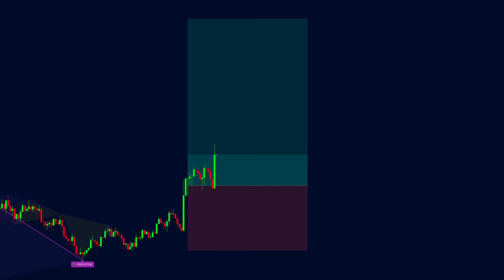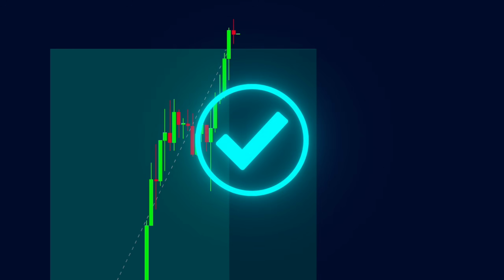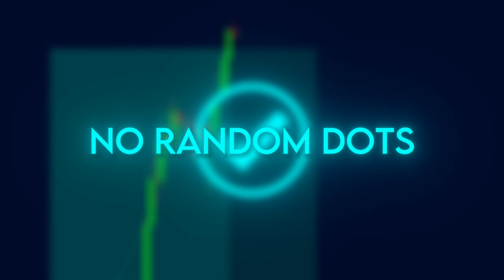If you want to trade divergence that actually aligns with price structure and momentum, this indicator gives you exactly that. No guesswork, no random dots, only patterns that matter.